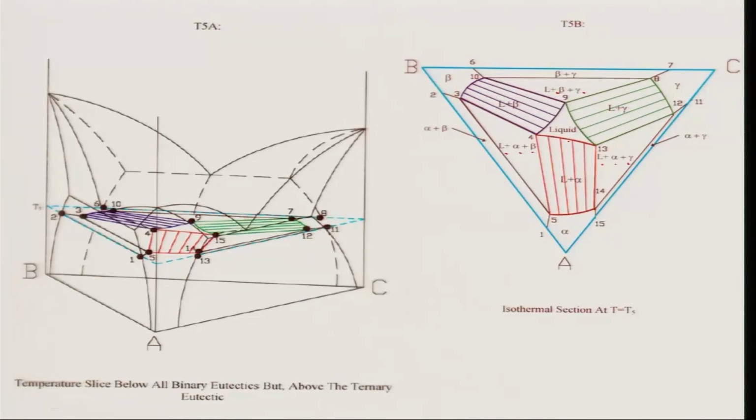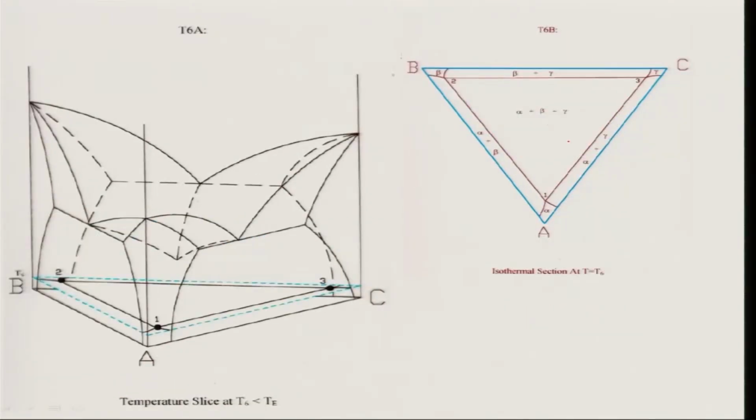At the center you have a eutectic liquid. Okay, so that is what has happened. It is just above the ternary eutectic obviously, but the temperature is below the binary eutectic temperatures. What will happen if I go down below the ternary eutectic temperature? That is what is shown here.